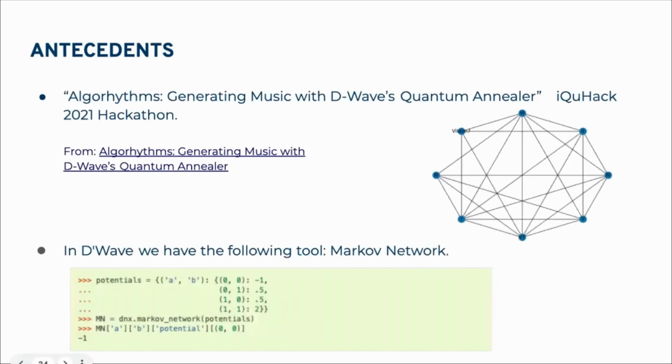As antecedents, we can mention a work called Algorithms Generating Music with D-Wave's Quantum Annealer. This was a project submitted to the IQ Hack 2021 hackathon. What the authors of this work did was to use a D-Wave Markov network in order to generate a sequence of chords in music. They encoded some chords as states, and they assigned random values to the potentials between them. For each step of the sequence, they ran the algorithm and selected the sample that contained only one chord. This way, by running the algorithm several times, they were able to generate a sequence of chords.